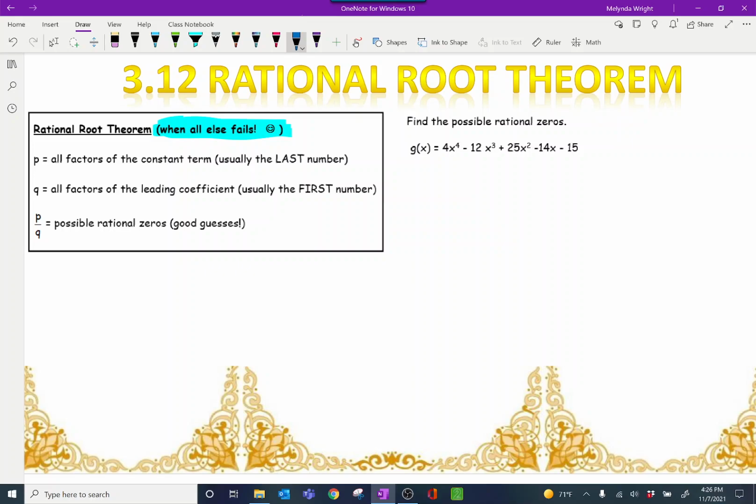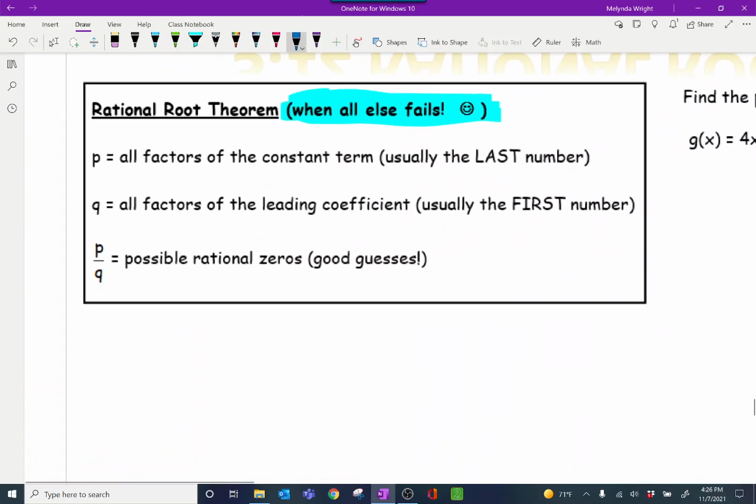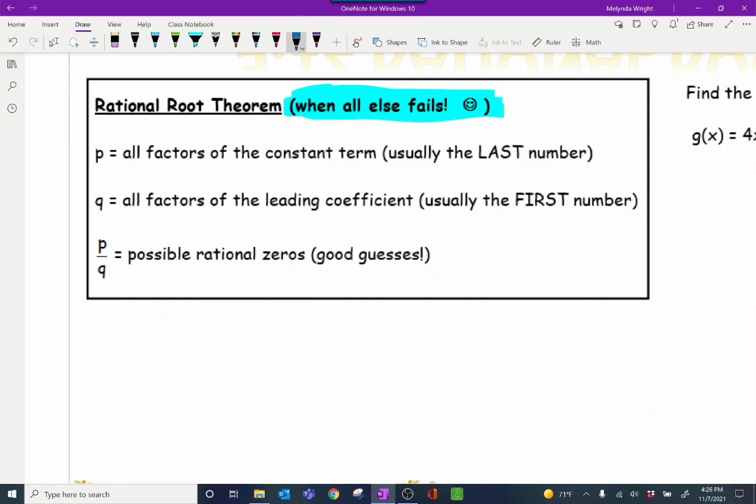First of all, the rational root theorem will only find rational roots. Let's remind ourselves what that word means, rational. So it will only find rational numbers, those are integers, which are whole numbers, and fractions. Okay, that's the only kind of roots this will find.